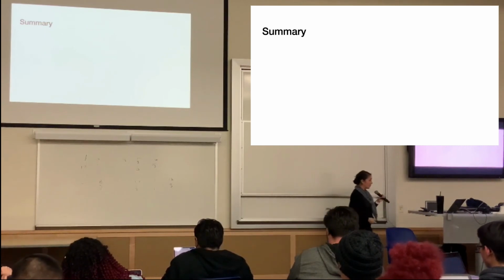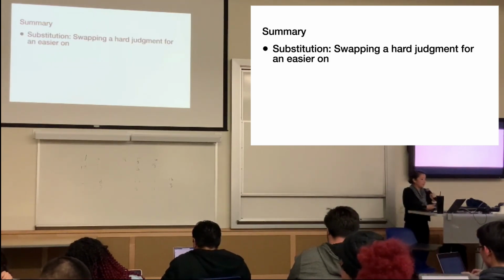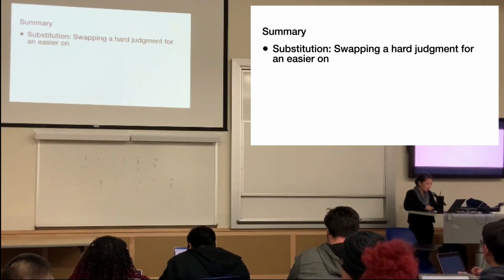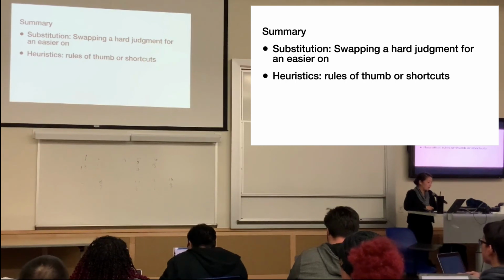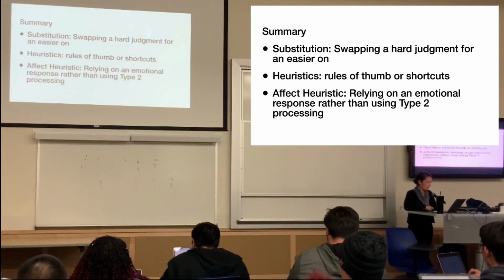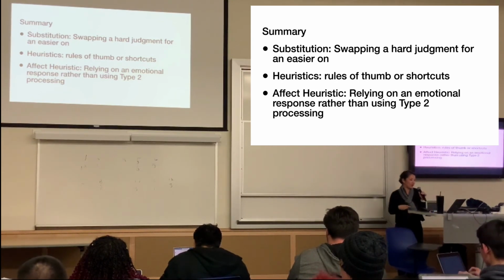Okay, so a summary for this section is that substitution is when we swap a harder judgment for an easier judgment. Heuristics are rules of thumb or shortcuts. And the affect heuristic is when we rely on emotional response rather than use type 2 processing.